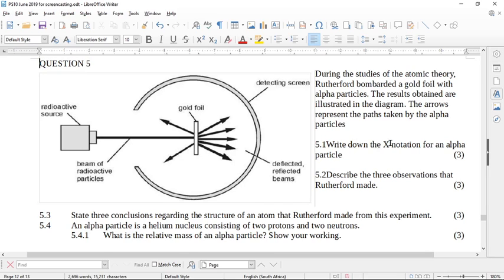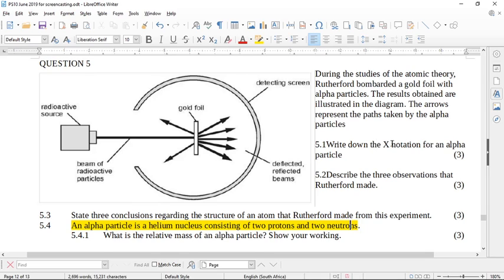Now it says to you, write down the X notation for an alpha particle. So if you're confused what's an alpha particle, you can get stuck here. But if you don't give up and keep reading the question, it says to you later on in 5.4, an alpha particle is a helium nucleus consisting of 2 protons and 2 neutrons. So this is down in 5.4, but it can help you over here. This means it has lost its electrons. If it's only the nucleus, it's lost its electrons. It has a positive charge.